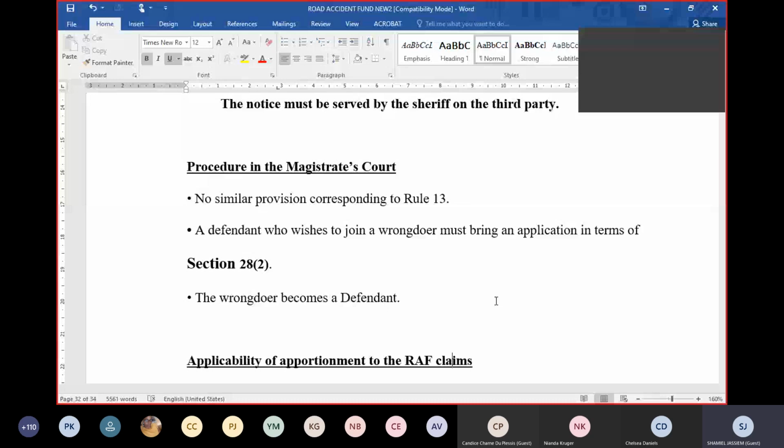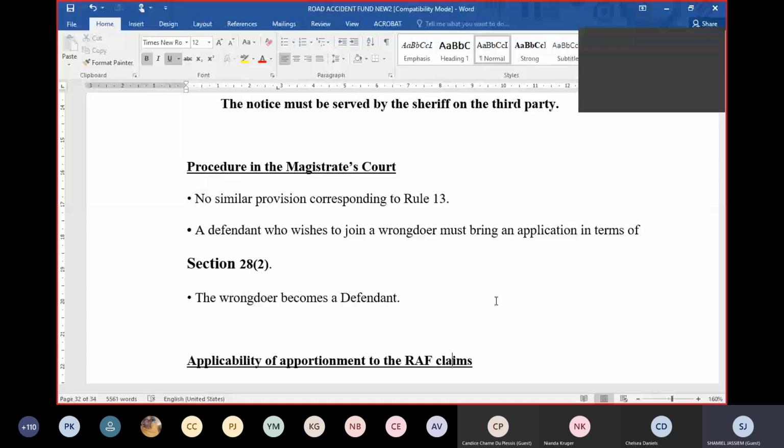We consider all options. If they bring an application to join me to proceedings, so you are now acting for the defendant, the RAF, you send that notice in terms of Section 2.2. I receive that notice, I say yes. We're in the High Court, so I say yes. I will be joined as? Defendant. Defendant. And who is the plaintiff in this matter? You are. I'm the plaintiff, I'm driver A, so I'm the plaintiff.